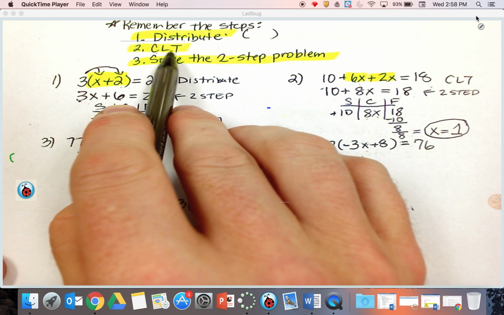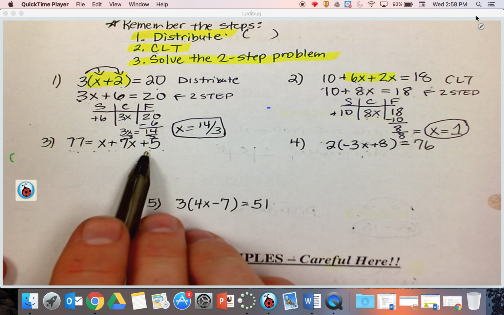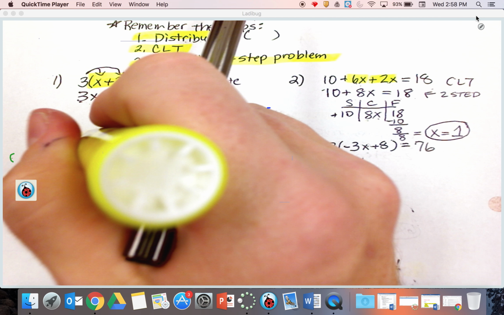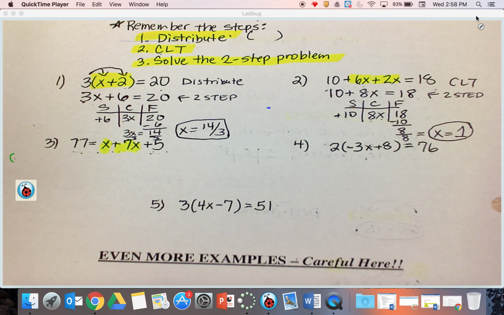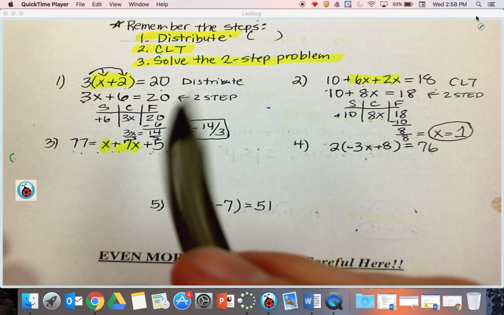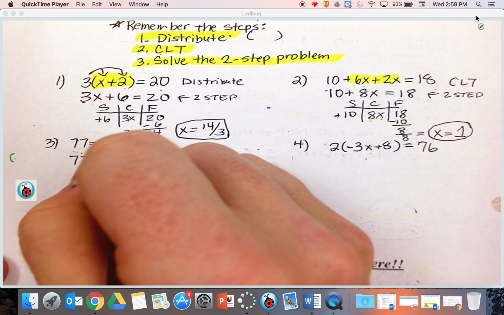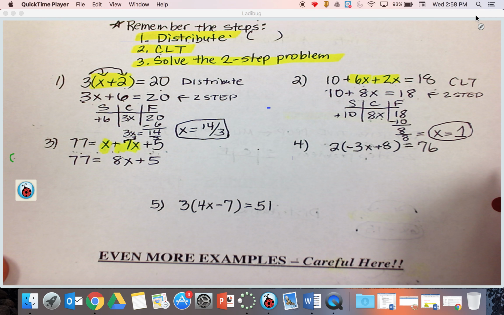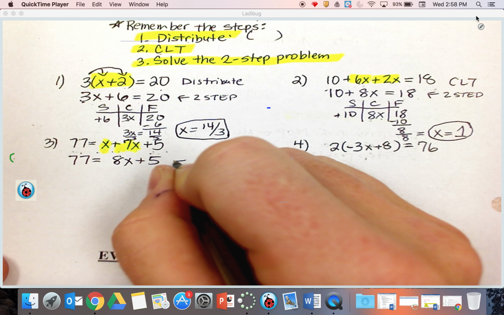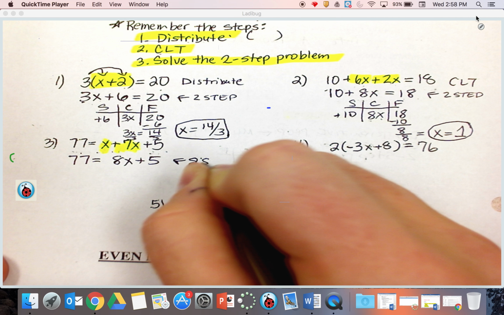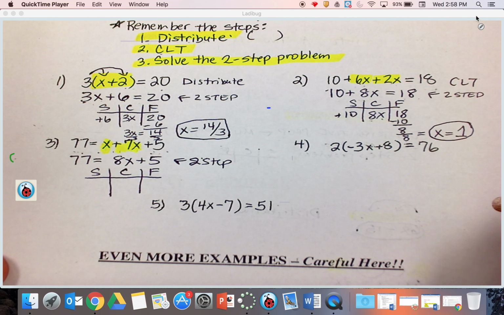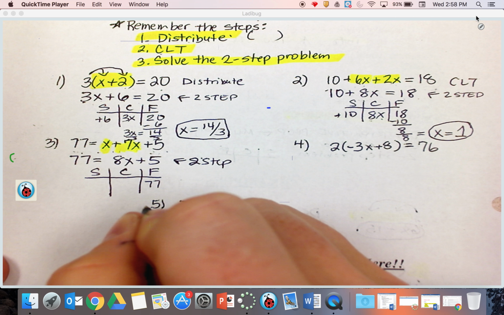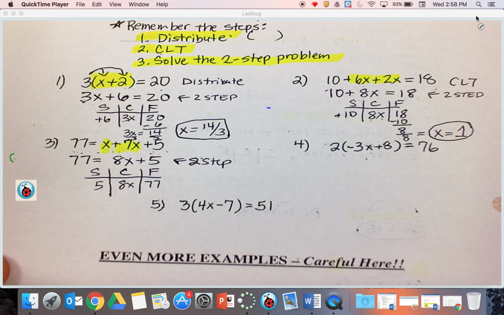Second step I look for is combine like terms. What terms are alike? Well, I have a 1x here, and I have a 7x right here. Those terms are alike. So I can combine those together, and I get 77 is equal to 8x plus 5. And that right there is my two-step problem. I can set it up in my organizer. 77, 8x, 5, and then solve.